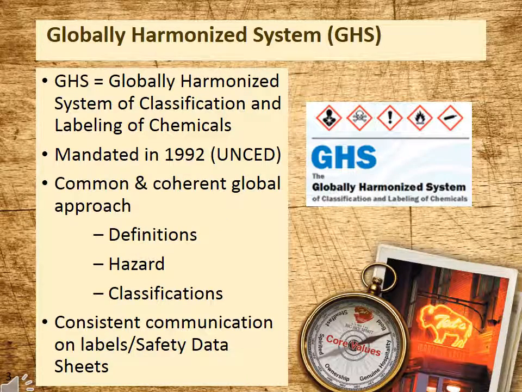Now let's talk about the Globally Harmonized System, the GHS. GHS is the Global Harmonized System of Classification and Labeling of Chemicals. It was mandated in 1992. It's a common and coherent global approach, with definitions, hazards, and classifications all being the same. Consistent communication on labels and safety data sheets.